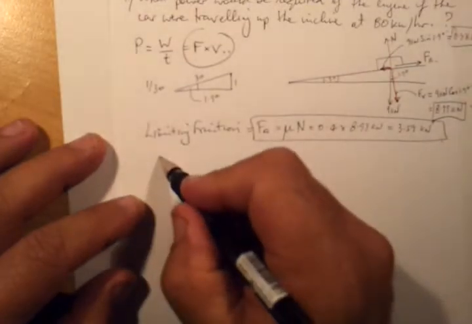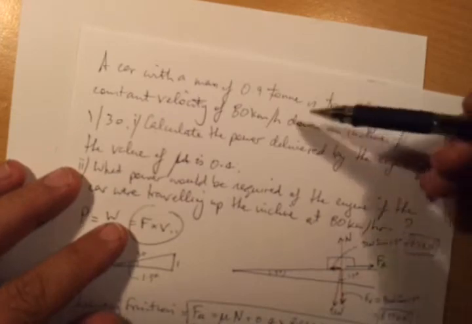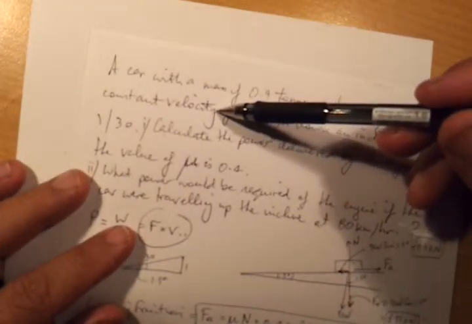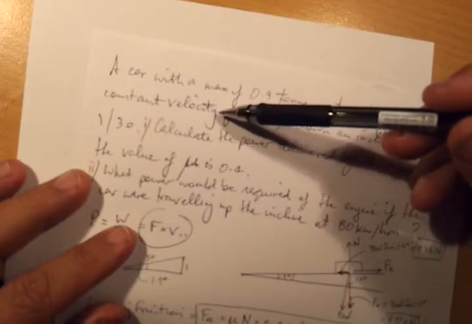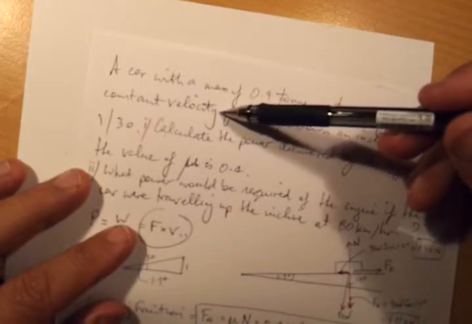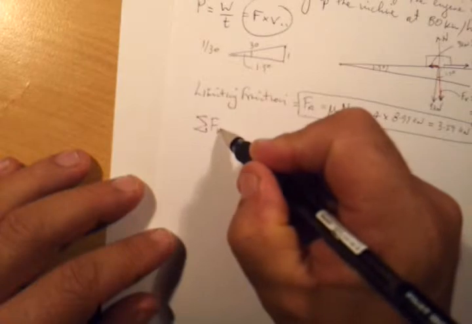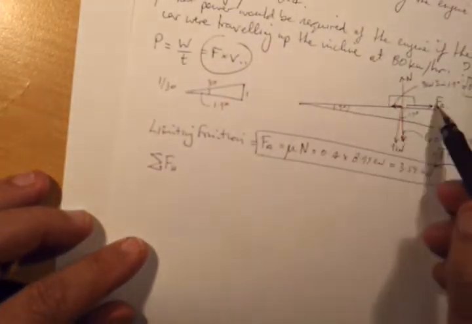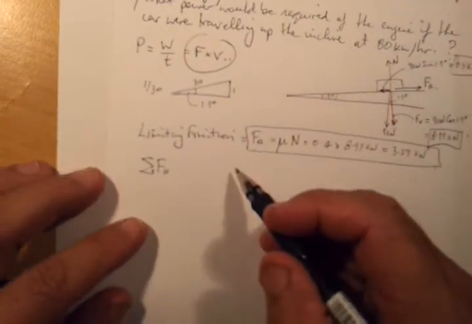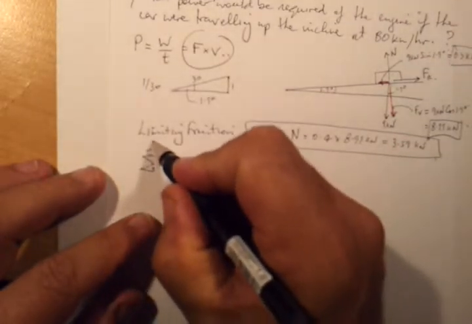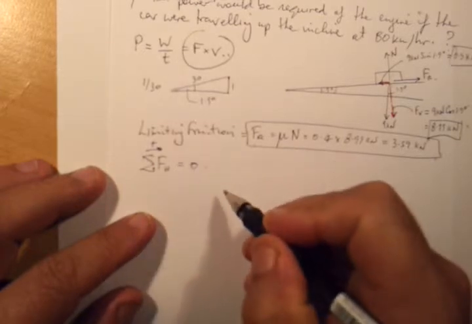Now, seeing as this is an equilibrium situation, why is it equilibrium? Well, because this is moving with constant velocity. Now remember, an object remains at rest or moves with constant velocity unless acted on by a resultant force. So, moving at constant velocity means in equilibrium. So we can use our equilibrium equations. So the sum of the forces which are horizontal along the plane, let's go this way positive, will be equal to 0.